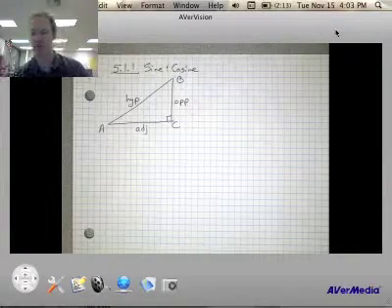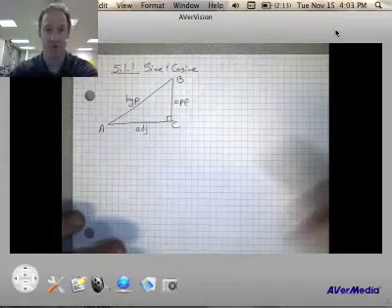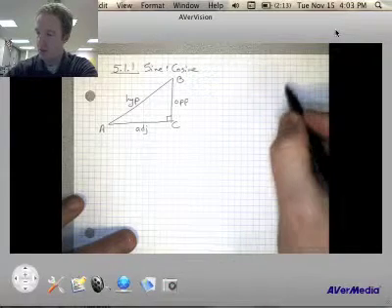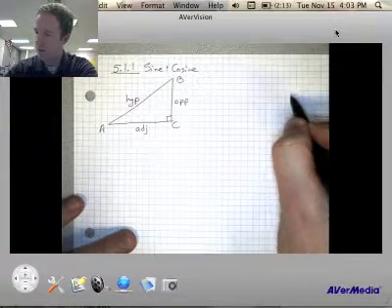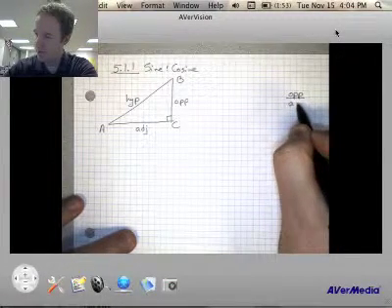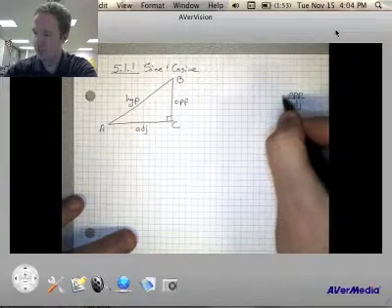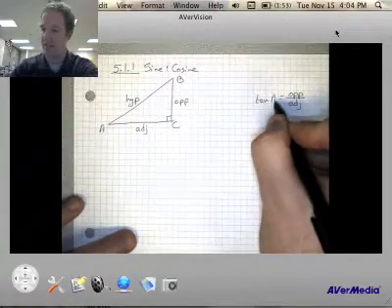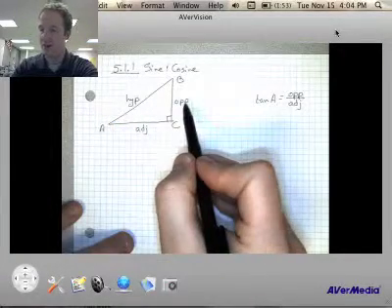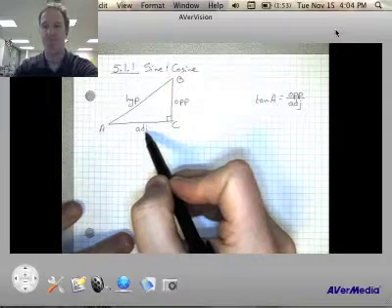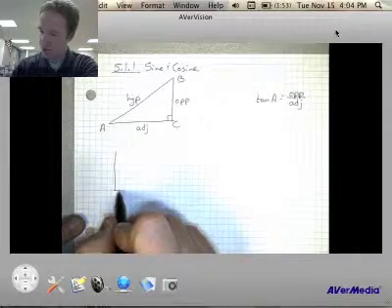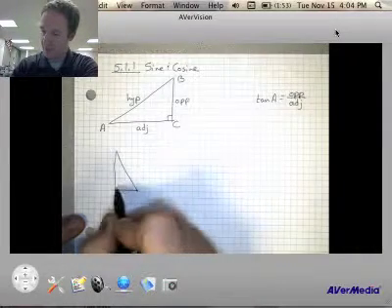Before we get to sine and cosine, let's recall what we've learned over the past few days. We know that in a right triangle, the ratio of the opposite side to the adjacent side is called the tangent. So the tangent of angle A in this triangle is the opposite side over the adjacent side. And we can use that to solve problems like this.